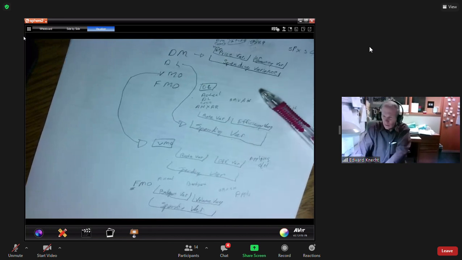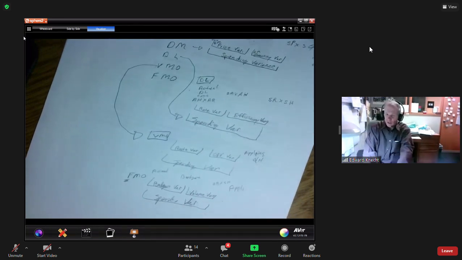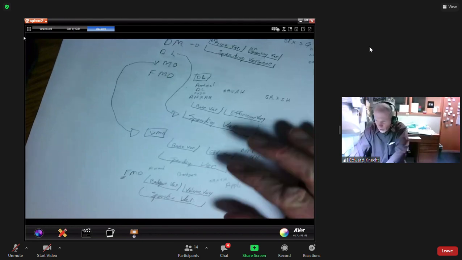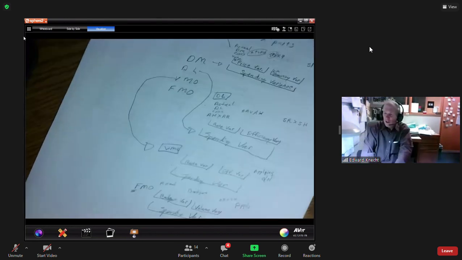So keep that in mind, keep it straight, because there's going to be a big problem where you've got to do all the variances for one problem.